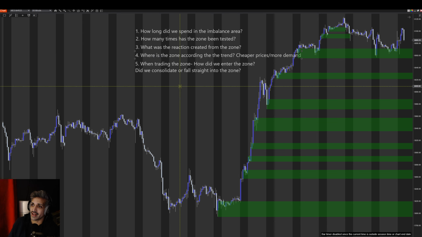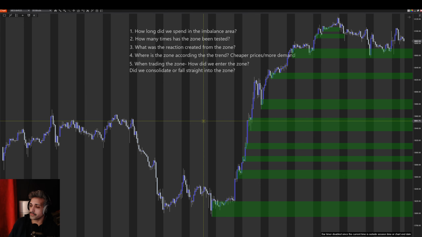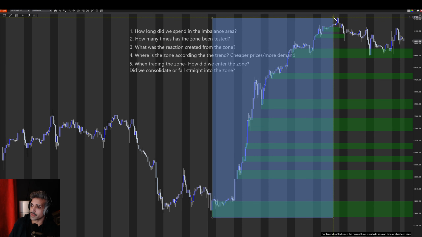The next thing we want to ask is where is the zone according to the trend, right? So we don't know when a trend's over until it's over. What I look for a trend being over would be demand starting to fail right up here. So about this point in the market, we would be looking at this whole trend here. This is the trend we're looking at, right?